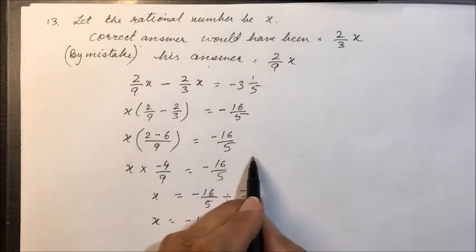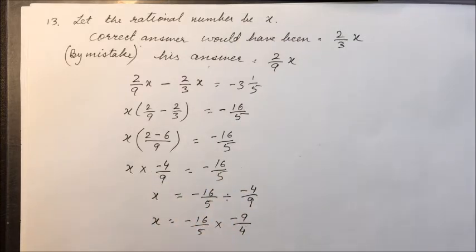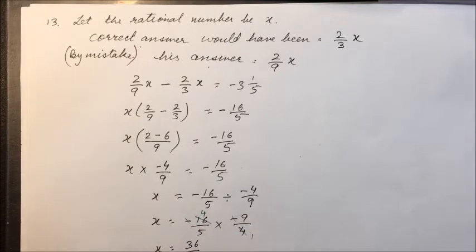Simply multiply by 9 upon minus 4, or this one. So now minus minus we can cancel, it becomes plus. 4 1s are 4, 4 4s are 16. So x comes out to be 4 9s are 36 upon 5.